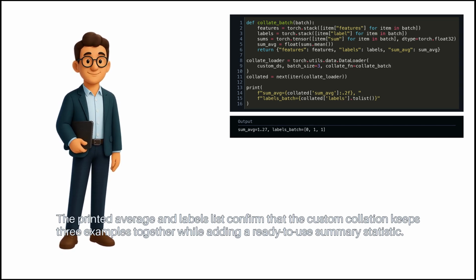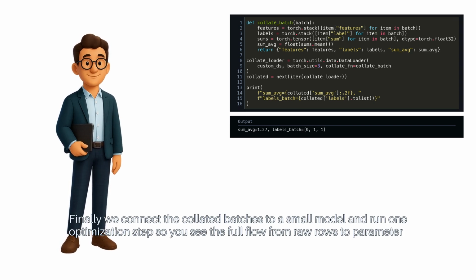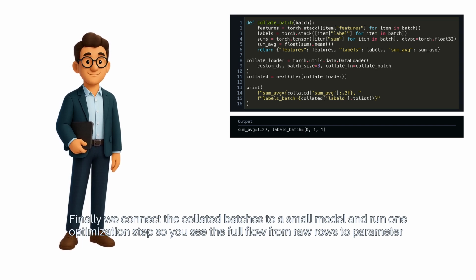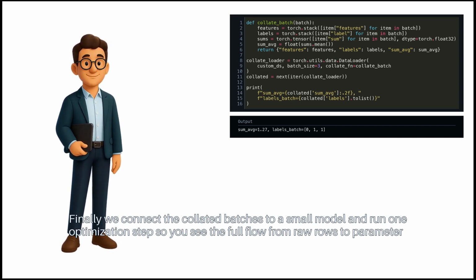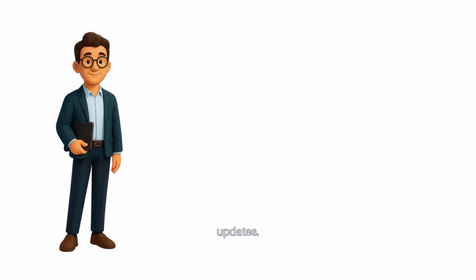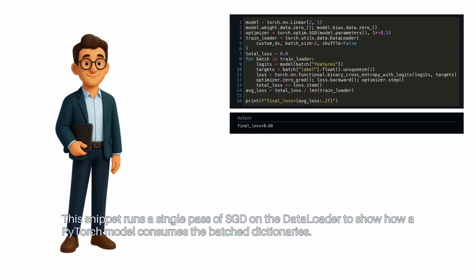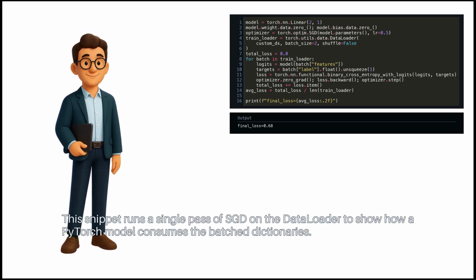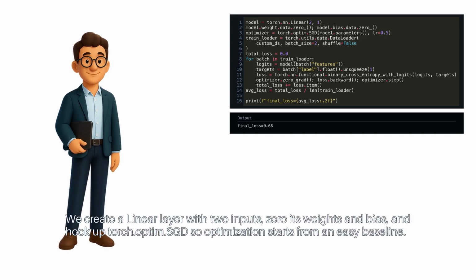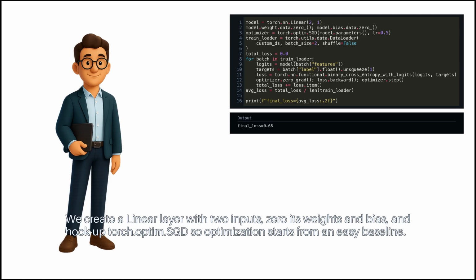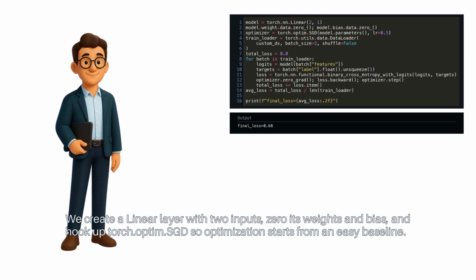Finally, we connect the collated batches to a small model and run one optimization step, so you see the full flow from raw rows to parameter updates. This snippet runs a single pass of SGD on the data loader to show how a PyTorch model consumes the batch dictionaries. We create a linear layer with 2 inputs, zero its weights and bias, and hook up torch.optim SGD, so optimization starts from an easy baseline.